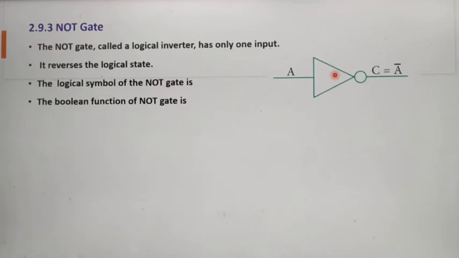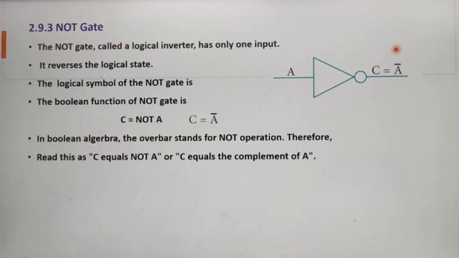Next we can see about NOT gate. The NOT gate is called a logical inverter. This NOT gate is also called a logical inverter. It has only a single input. Here we don't use more than one input. Here we have a single input in NOT gate. Next point, it reverses the logical state. NOT gate is going to reverse the logical state. Next point, the logical symbol of the NOT gate is, this is the logical symbol for NOT gate.